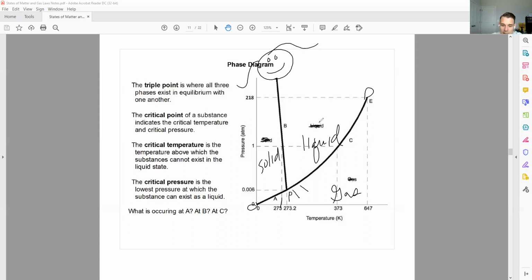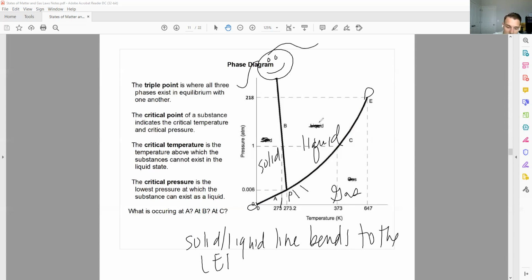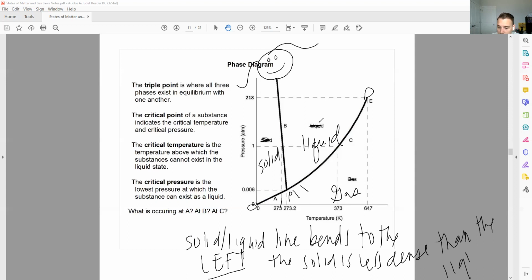One other thing, you'll notice that this line for B between solid and liquid bends to the left. If the solid-liquid line bends to the left, the solid is less dense than the liquid. The opposite obviously is true. Okay, so this line bends to the left, which means the solid is less dense than the liquid.